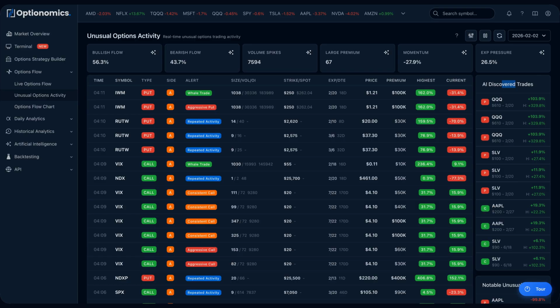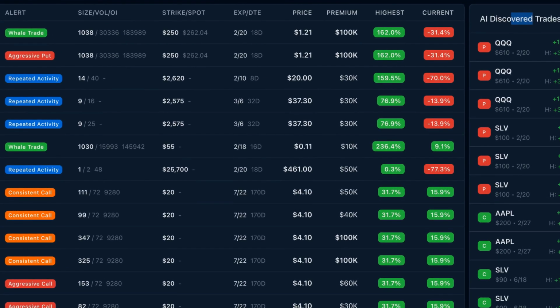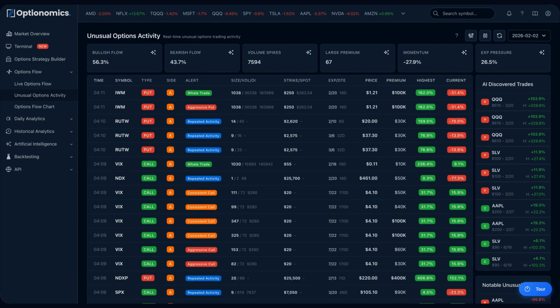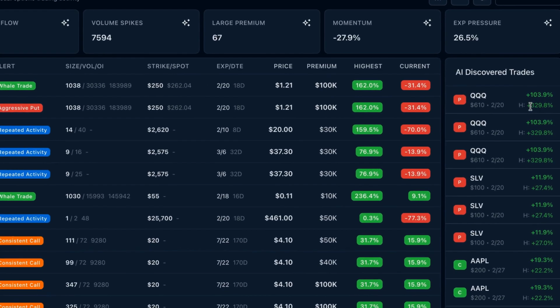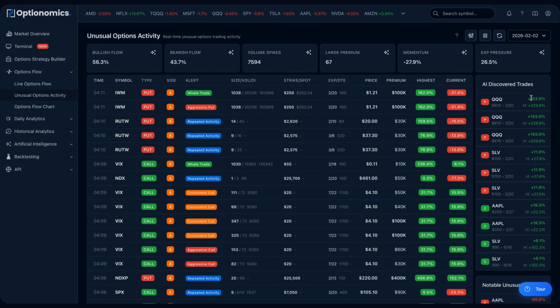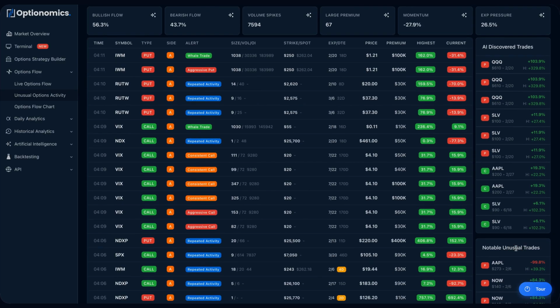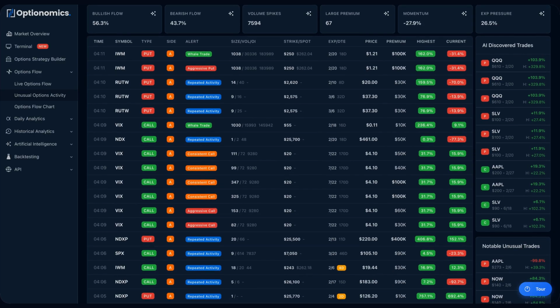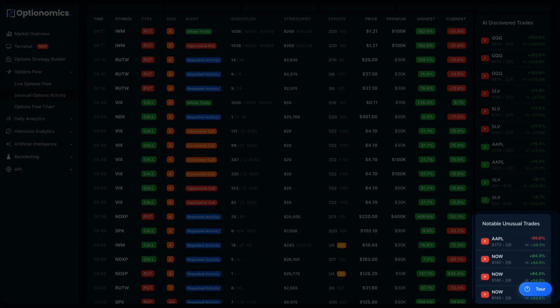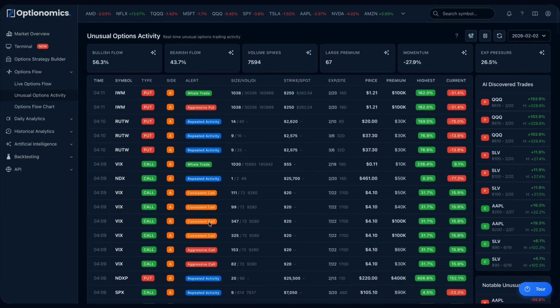Green C means call, red P means put. You will see strike price, expiration date, and returns if the trade has already moved. We monitor the return of each trade for 5 days after the trade gets alerted here. This is the highest return of the trade in 5 days. This is the most recent return of the trade. Just below, notable unusual trades, each scored by size, volume, timing, and how it fits historical patterns. These are where the big money is moving.